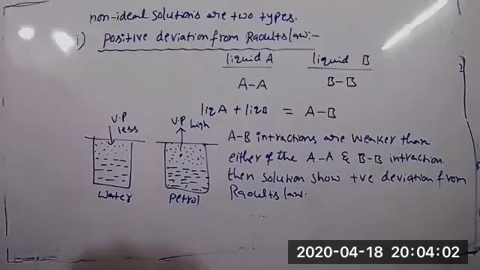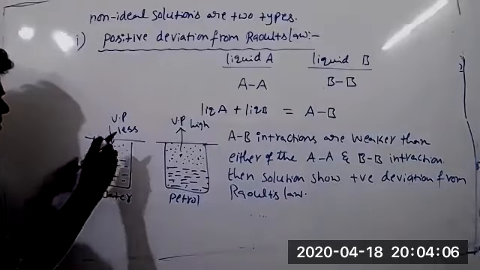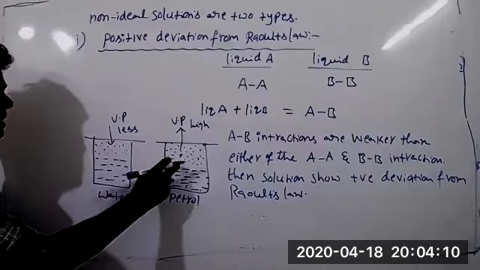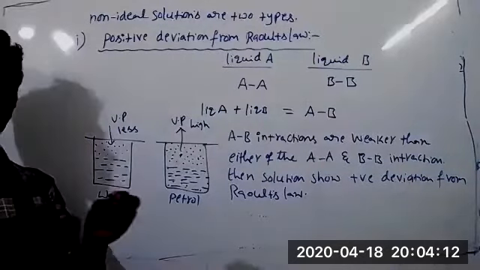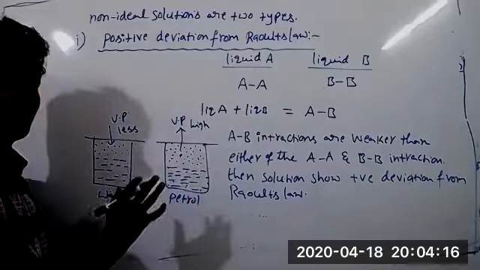Hydrogen bond is present. That's a very strong bond. Fewer molecules convert to vapor, so here vapor pressure is less. Here only weak van der Waals forces are present, so molecules easily convert to vapor and cause more vapor pressure.